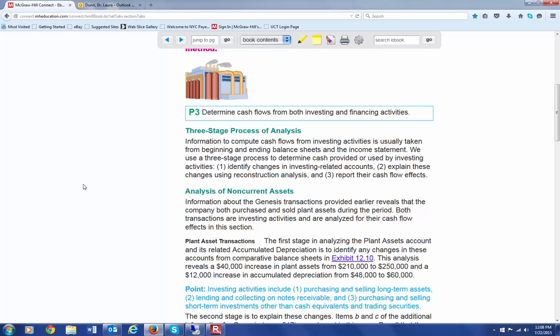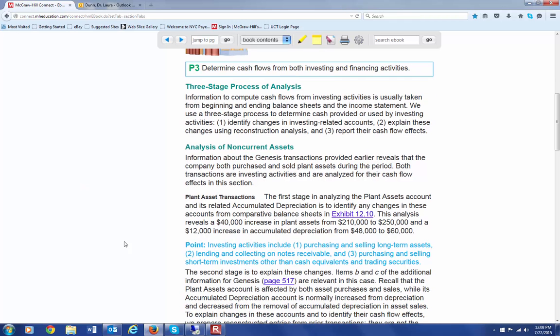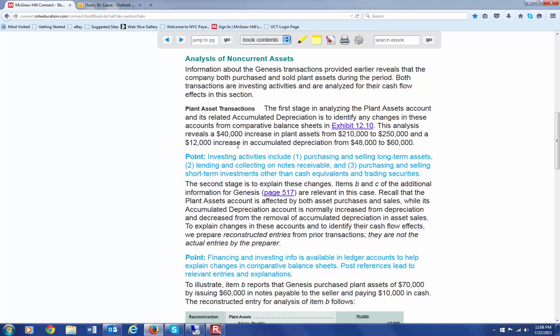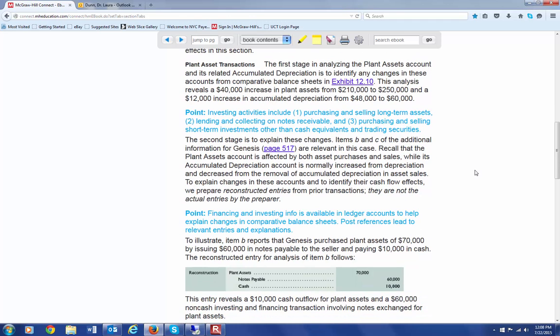Now, this company purchased and sold plant assets during the period, and both of those are considered investing activities, so we have to look at how they're going to impact our cash flow. So we look at the comparative balance sheets and we look for any changes in these plant assets accounts. What we see in this case is there's a $40,000 increase in plant assets from 210 to 250, but there's also a $12,000 increase in accumulated depreciation from 48,000 to 60,000. So how do we explain these changes?